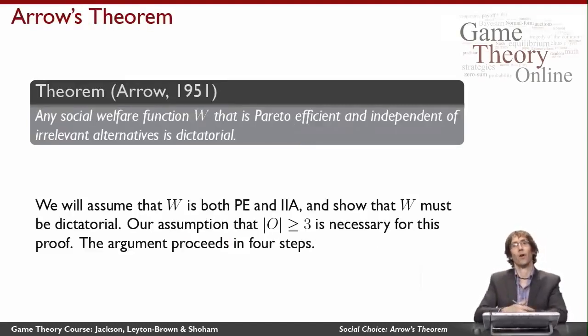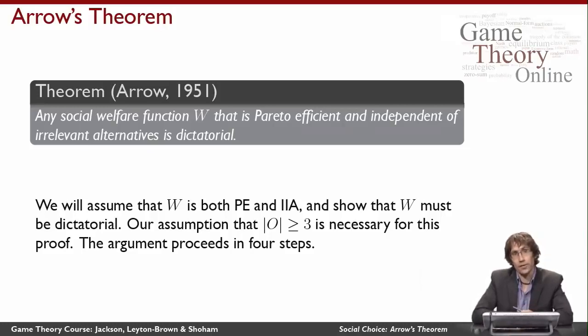Okay, having said all of these definitions, we're now ready to formally define Arrow's theorem. So what we can say is any social welfare function W that is Pareto efficient and independent of irrelevant alternatives is dictatorial.